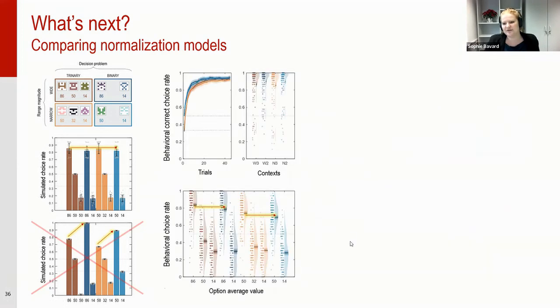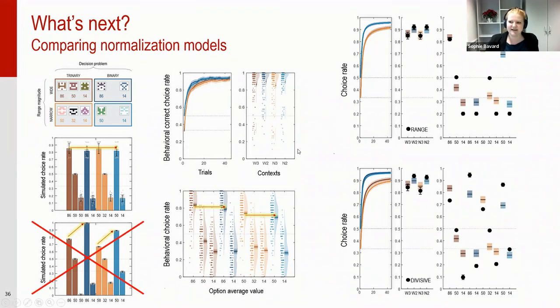So already we have some kind of visual evidence that divisive normalization might not be the right model here. But to be sure, we have to fit these models and do the simulations to see which one of the two would be the best at matching participants' behavior. So this is what we did. And we see that the range model above, compared to the divisive model below, seems to be the best one at matching participants' behavior.